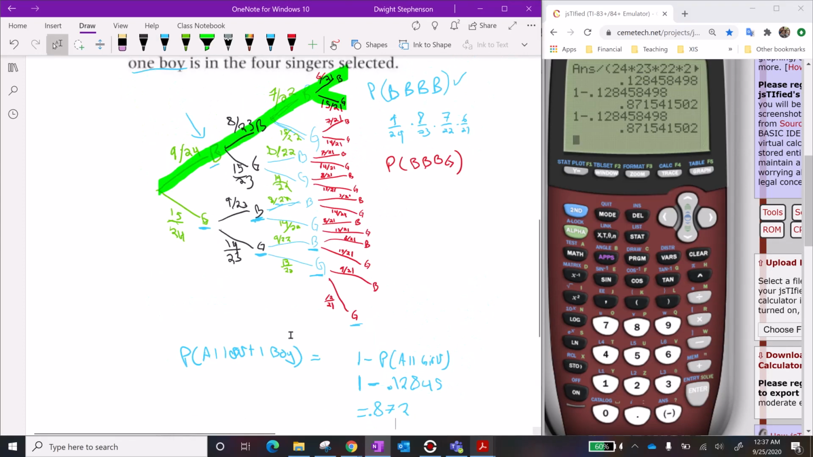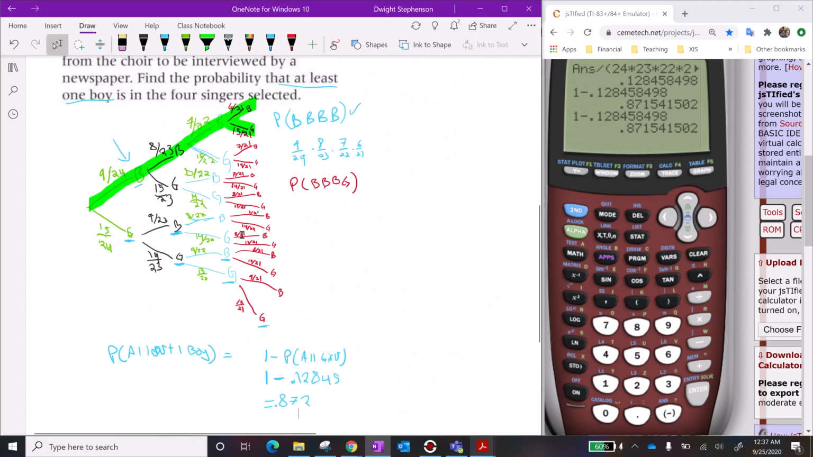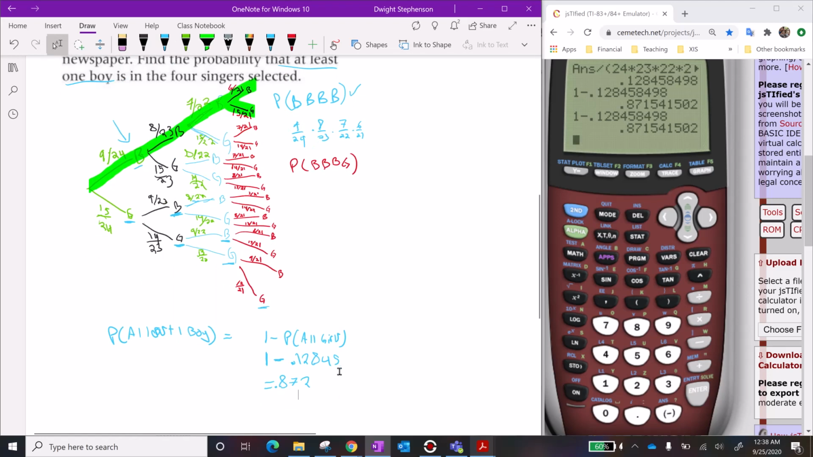So the whole tree took forever, right? But you needed to do the tree in order to see the pattern that "at least one boy" basically means 1 minus all girls. And so hopefully that helps.